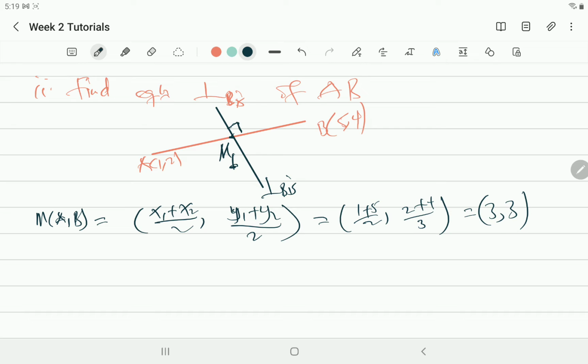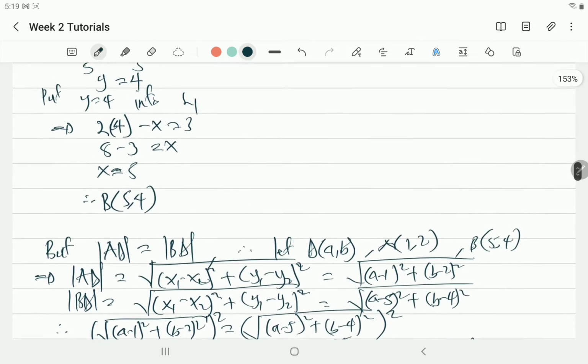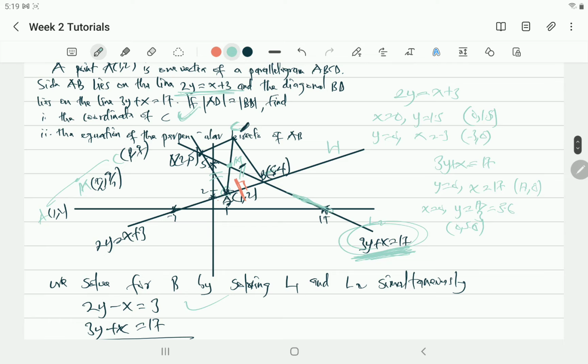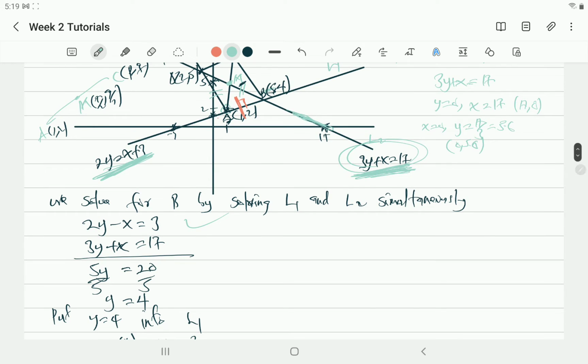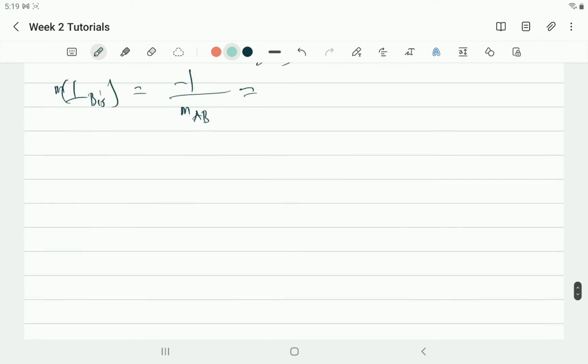So from here, we just go ahead and find the gradient too. So the gradient, which is a small m, of the perpendicular bisector is basically supposed to be -1 over the gradient of AB. And if you can recall, AB was actually a line passing through a line. So once we know the equation of that line, we can know the gradient of AB, right? So I'm going to find the gradient of AB through this line. So we know the line to be 2y equal to x plus 3.